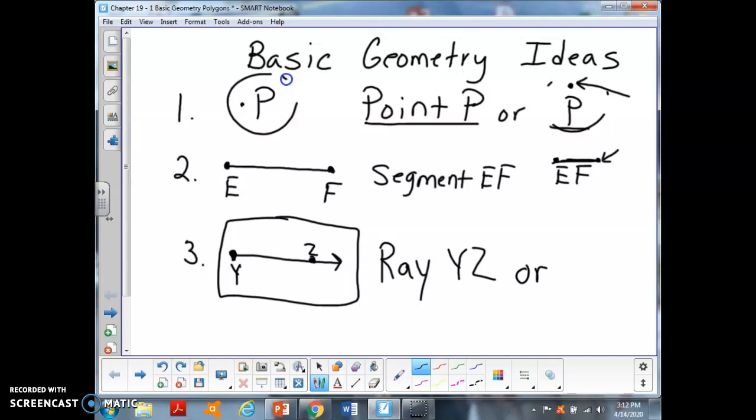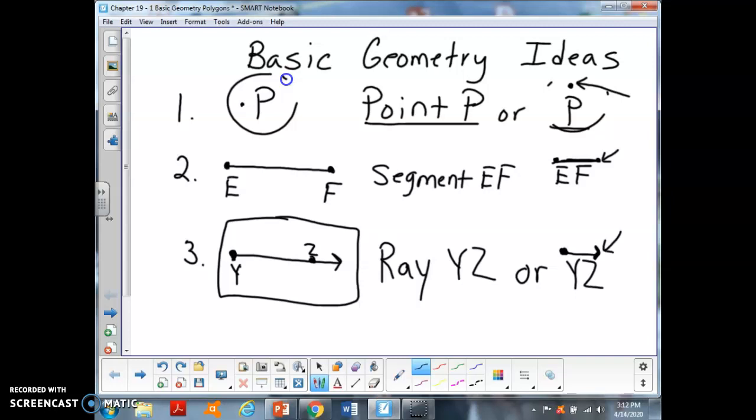How do we do it with symbols? We always go from left to right, because we are Americans. In America, we write from left to right. We have to put capital letters underneath our symbol. Not a very good arrow there, sorry about that. It's ray YZ, so we need to put Y first and then Z.